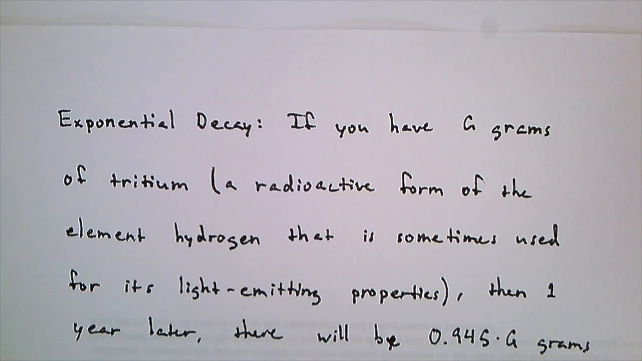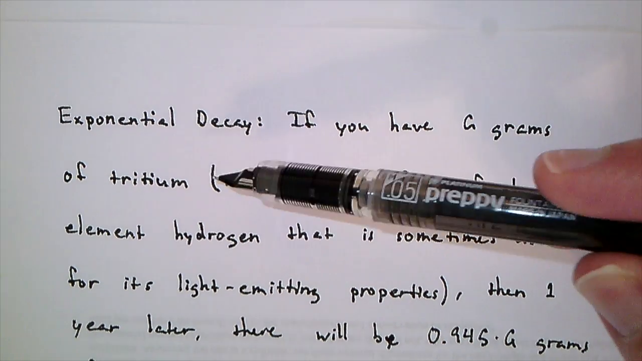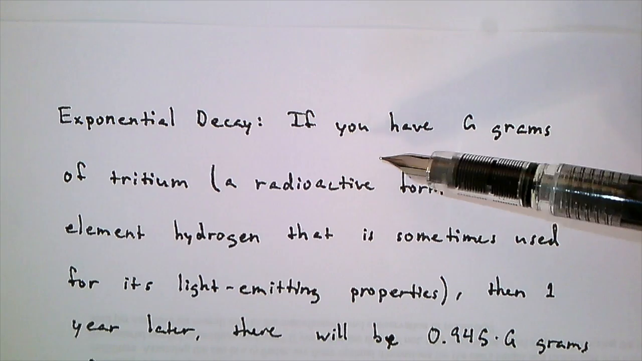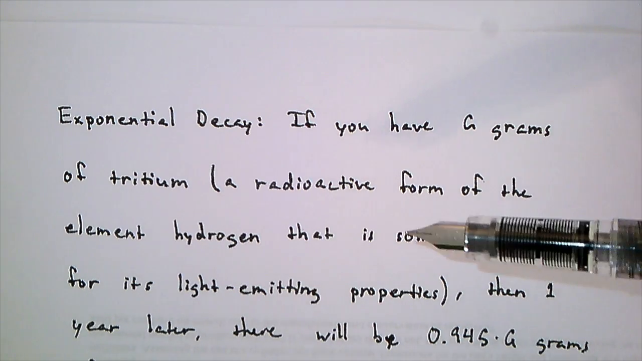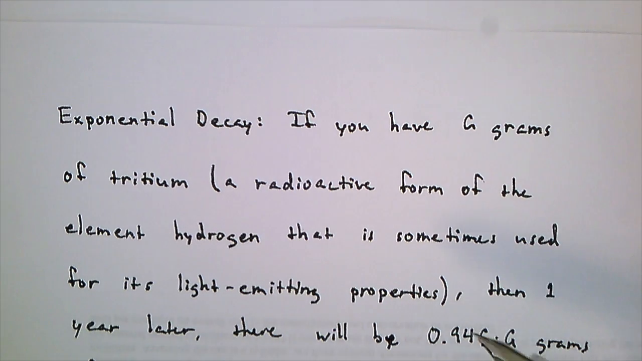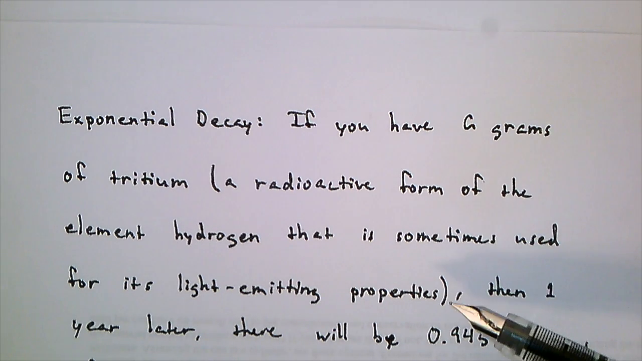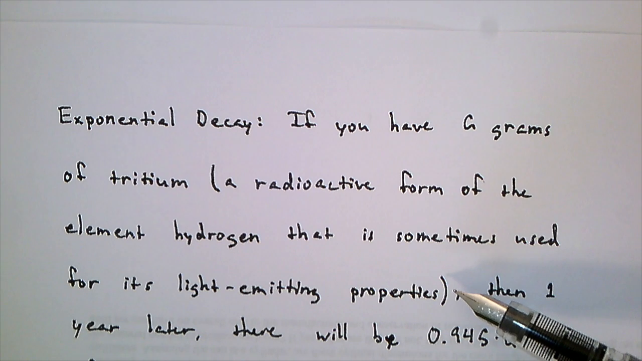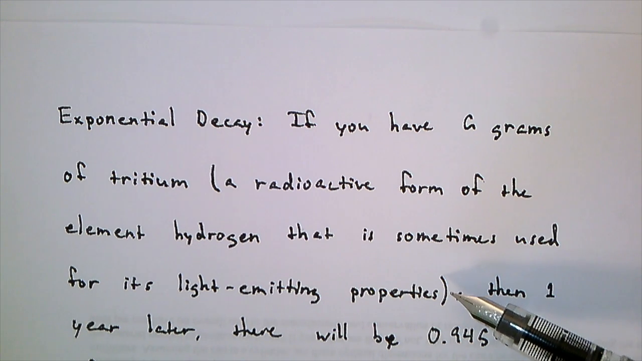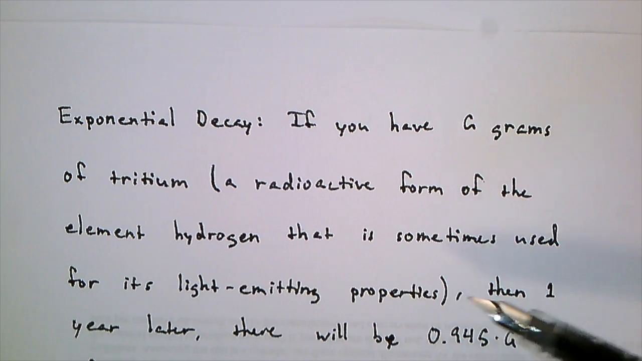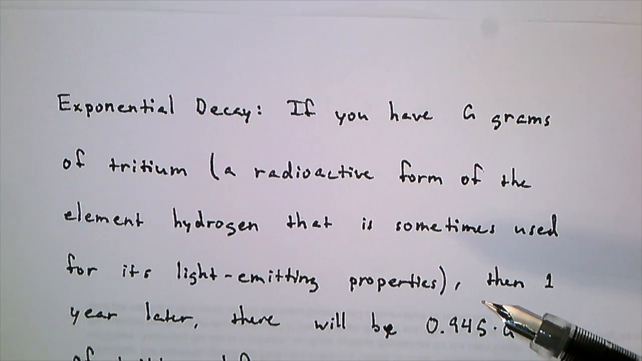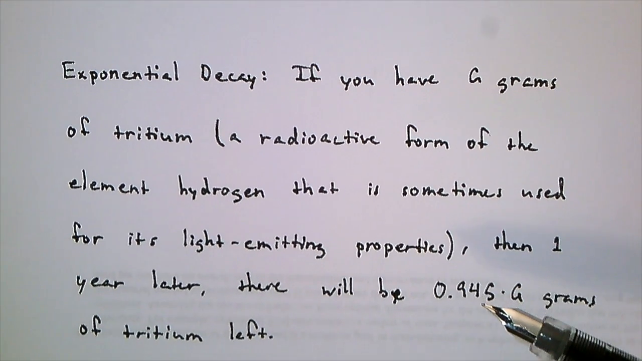In this example, we have g grams, so a certain mass, of tritium, and tritium is a radioactive form of the element hydrogen that's sometimes used for its light-emitting properties. You might have seen this on the dial of certain watches to make the markings glow in the dark. And it's also used in other similar kinds of applications.